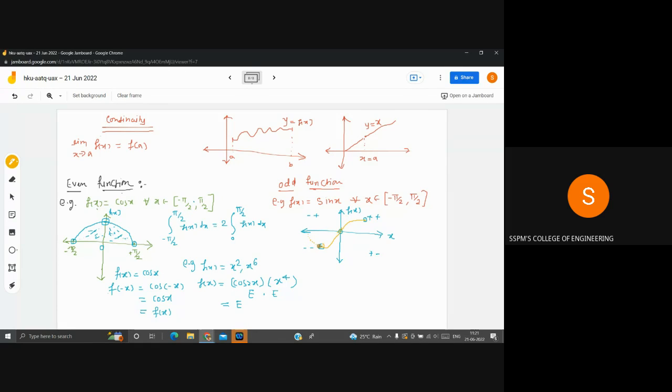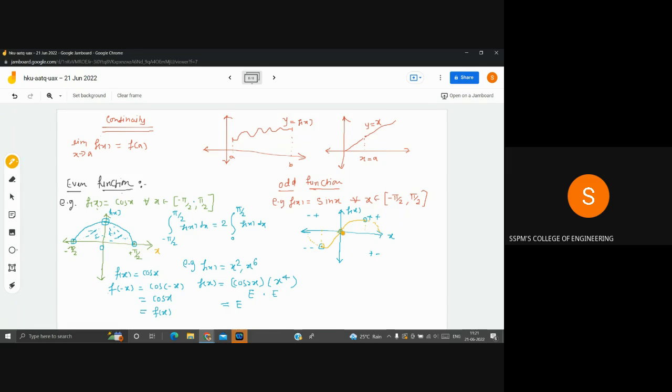What about the remaining part? The remaining part you will get like this. This part will be from minus pi to plus pi. Now in this case, is that graph symmetrical to the x or f of x axis? No. When the graph of a function is symmetrical to the f of x axis, the function is even. But in this case, the graph is not symmetrical to the f of x axis, but it is symmetrical to the origin.